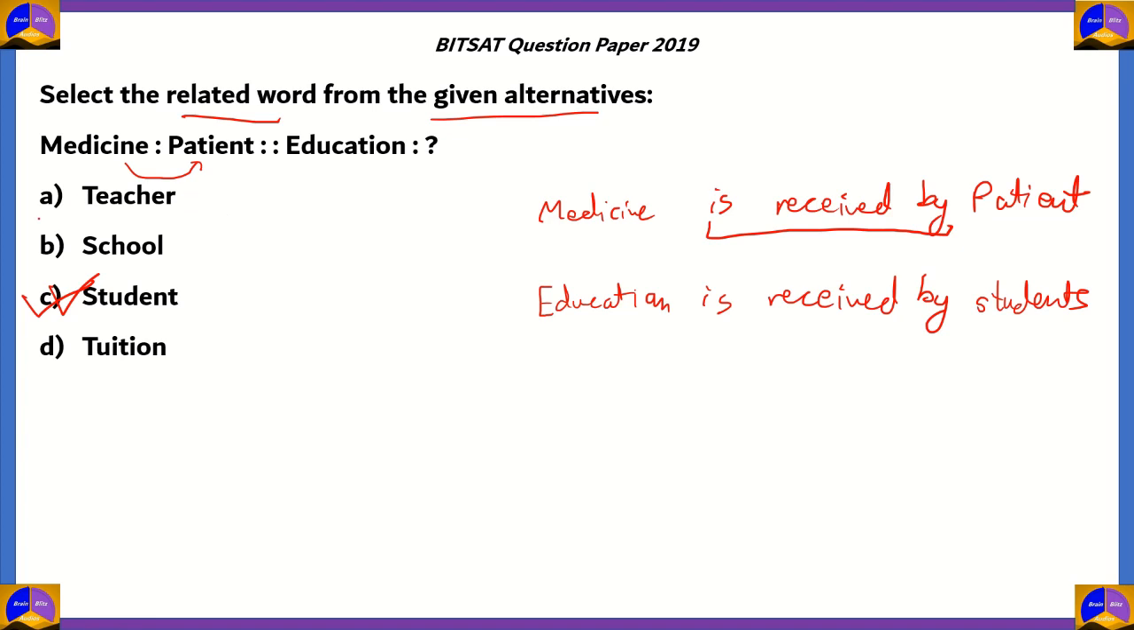The teacher imparts the education. He gives the education to the students. A school is the place for education, so that's incorrect. And tuition is the process of educating someone. So option D is also incorrect.